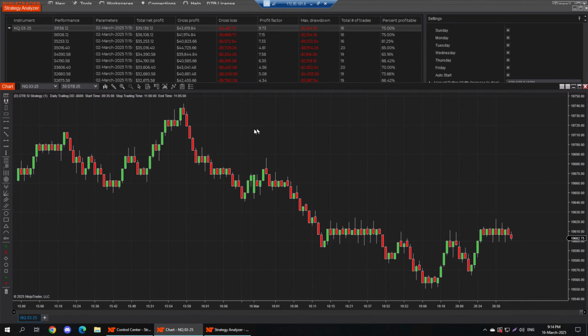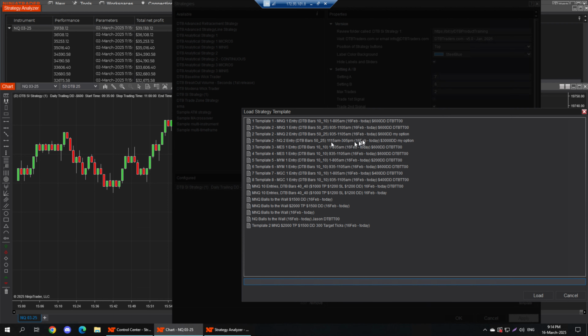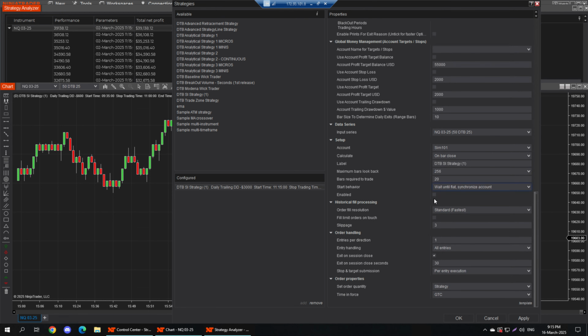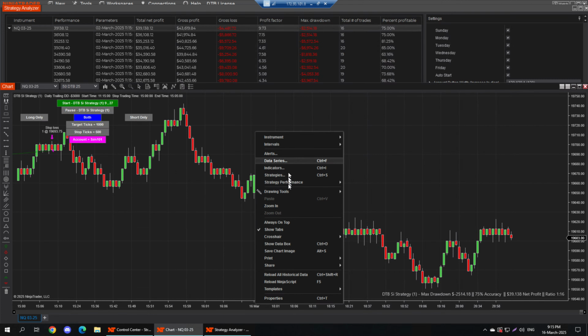Now you go into your trading chart and you go Strategies, SI strategy, and you go Template, Load, and we're going to choose that one over there, Load, and we're going to include the trade history, whatever trading account you're going to run it on, Enable, Apply, and OK. And then there is your trade history for this specific one.